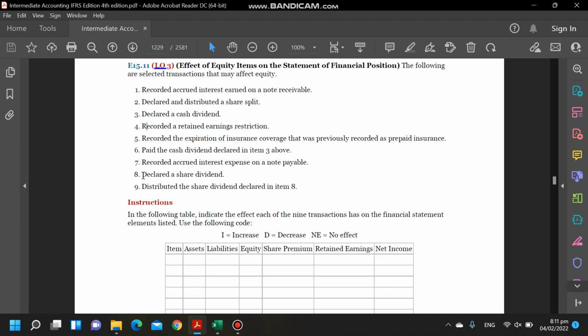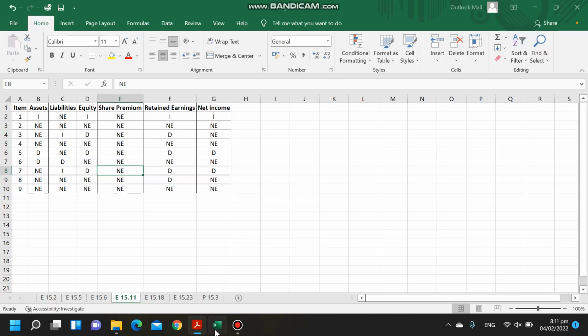Item 8, declare a share dividend. Remember, when you declare a share dividend, you will debit retained earnings, and credit ordinary share dividend distributable. The share dividend is just the reclassification of retained earnings into share capital. So for the effect itself, only retained earnings will be decreased. For ordinary share dividend distributable, there will be an increase, but here we don't have that element.